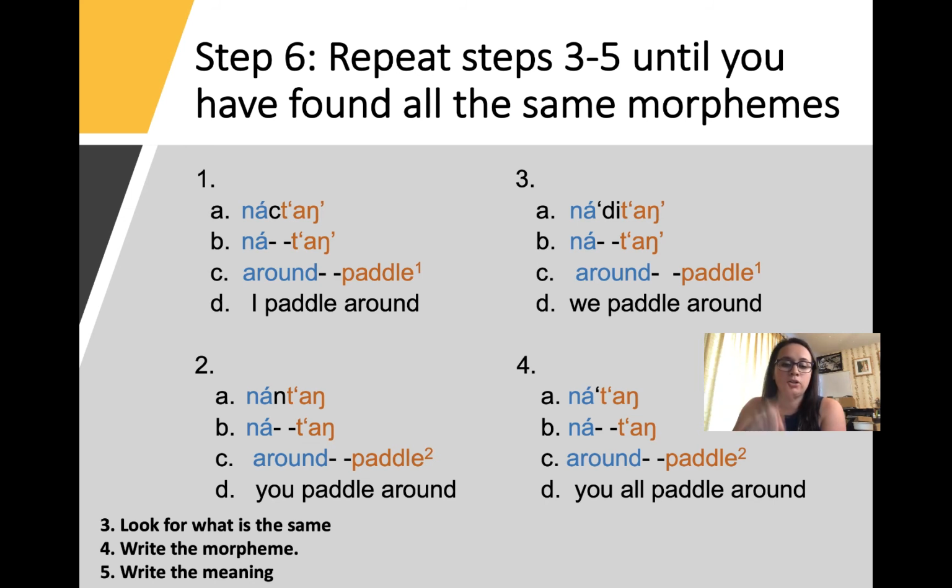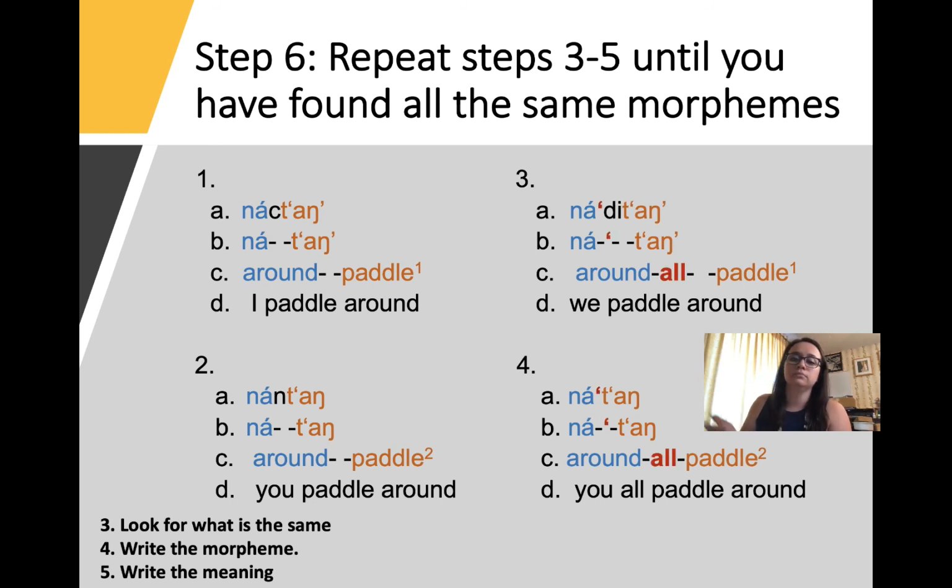I paddle around, you paddle around, right? Those are only one person. But if I look at 3 and 4, we, it's a group. You all, it's a group. I'm going to go ahead and write down the meaning of that sound as all. And you can see that there.